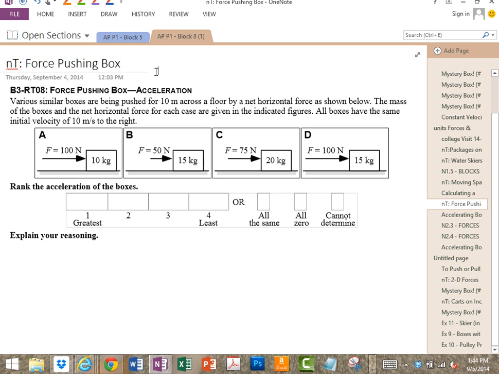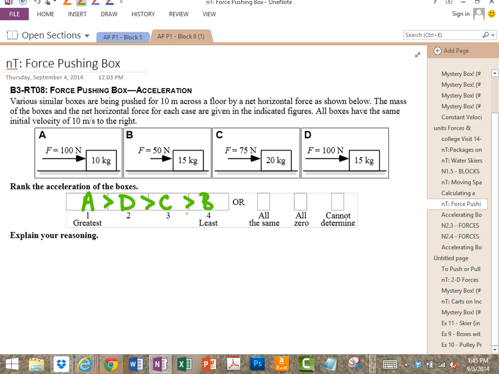Nick, I haven't talked to you all day. Do you have an answer, or a proposition for an answer, and we'll try it? Well, we said A would be the greatest acceleration, followed by D, and then C and then B. Do you agree? Can you tell me where that came from? Was it just a guess? It was because there's the biggest difference between 100 and 15, so it'd have the greatest acceleration.